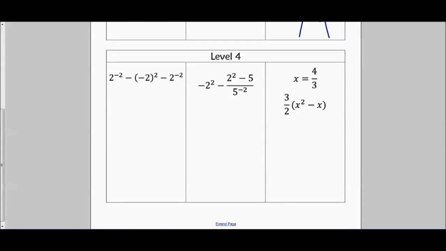All right, number 4, these negative exponents, you always need to do that in the calculator. It's not going to change it into a negative number. It's going to change it into a decimal. 2 to the negative second is 0.25.